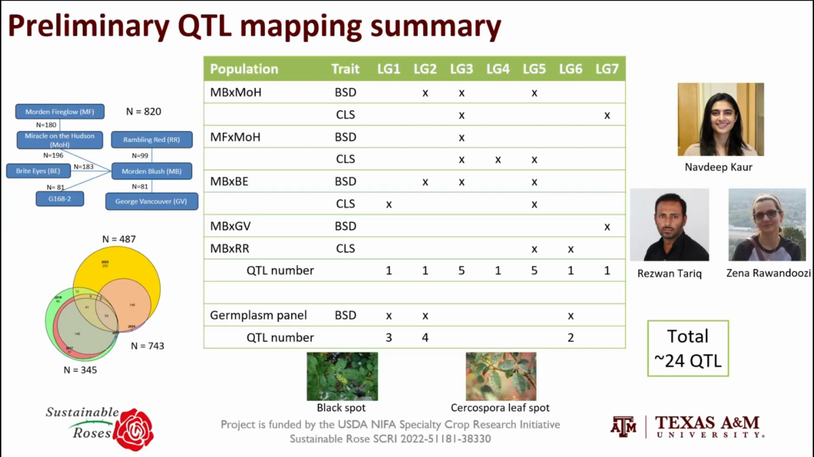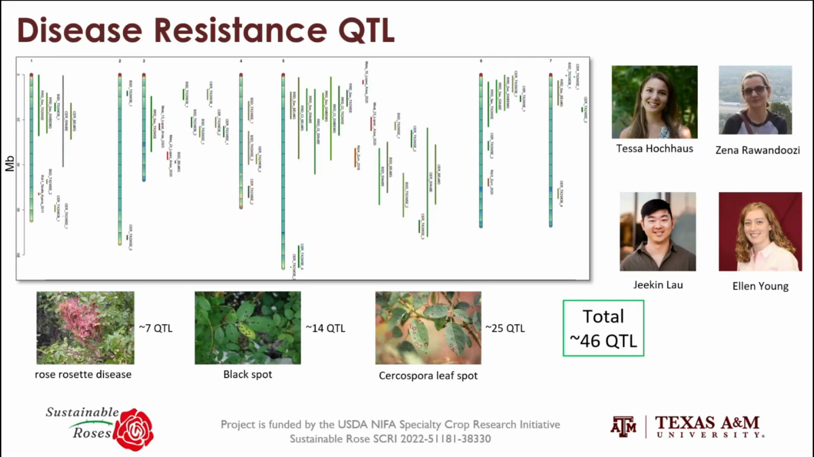Anytime we look for QTL, we find them. Sometimes we find things that we think we found before, but we're also finding things that we never found before. If you remember the meta QTL analysis work that Tessa presented yesterday, her research suggests that we may have up to 46 QTL if you look at the 7 from rosette disease, 14 from black spot, and another 25 from cercospora. Again, now we're up to 46 total QTL.